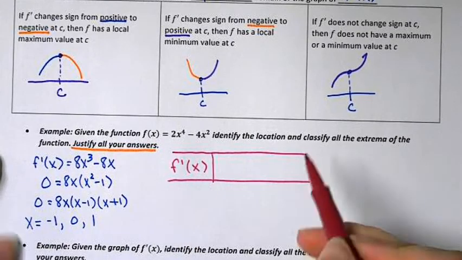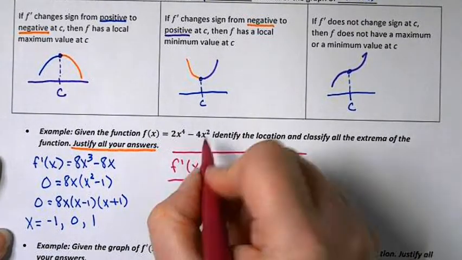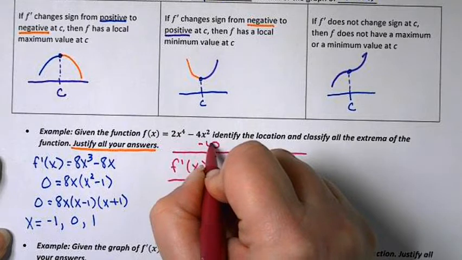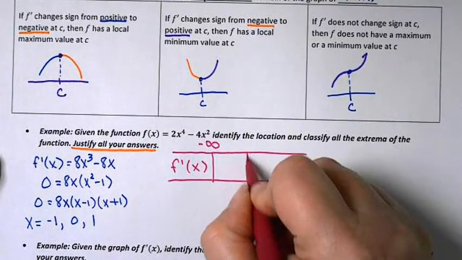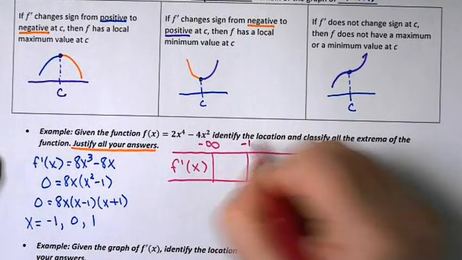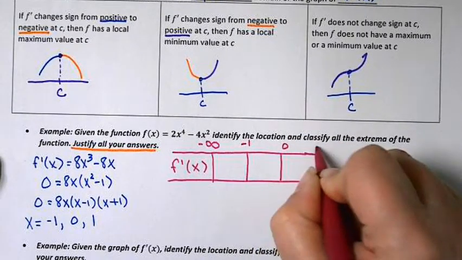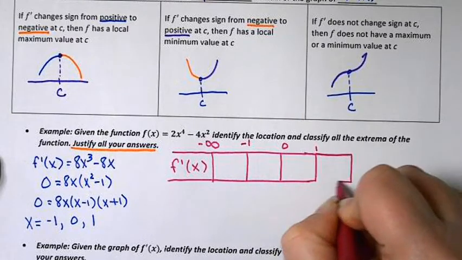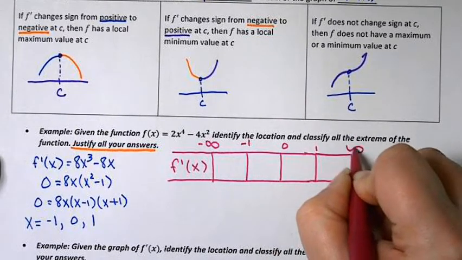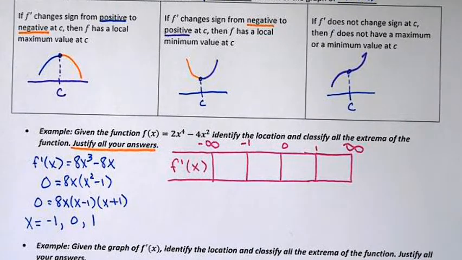Now this one is an open interval. They didn't give us anything, which means we know that we're at negative infinity over here. And then we're going to put our critical values: negative 1, 0, 1, and then we know that all the way at the end we have positive infinity.